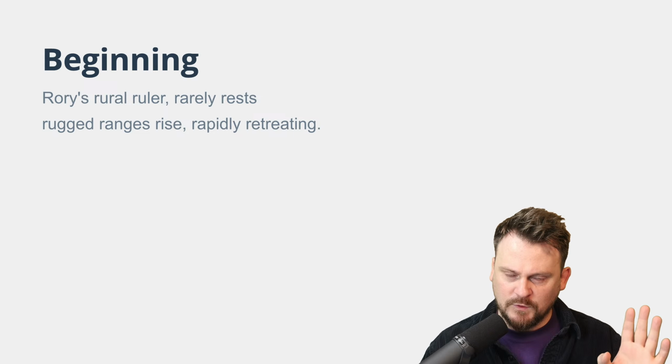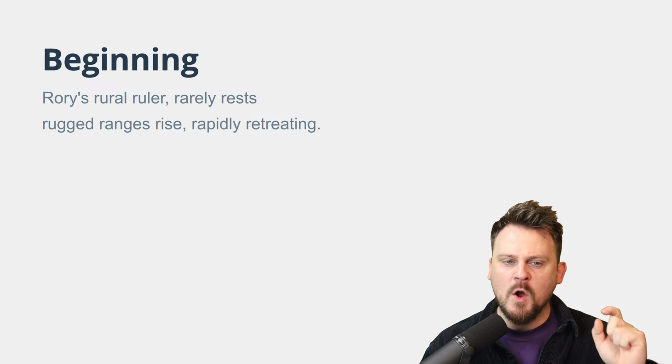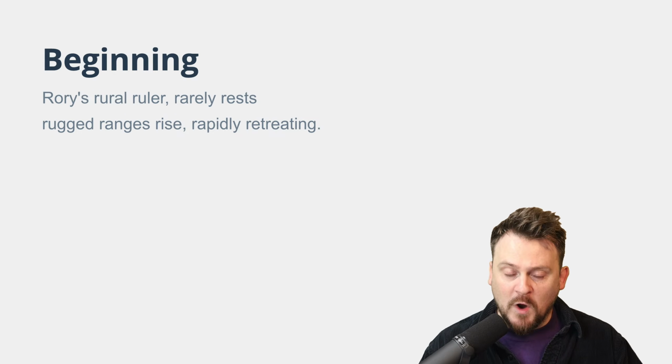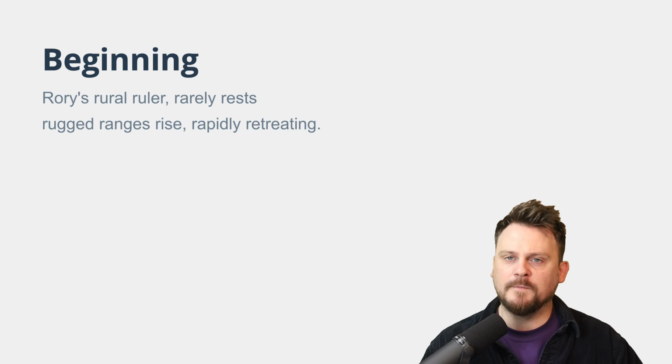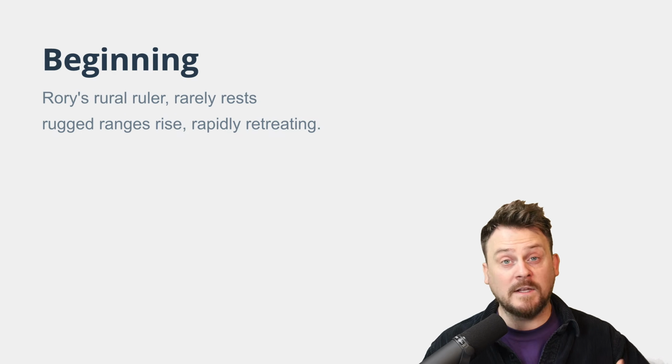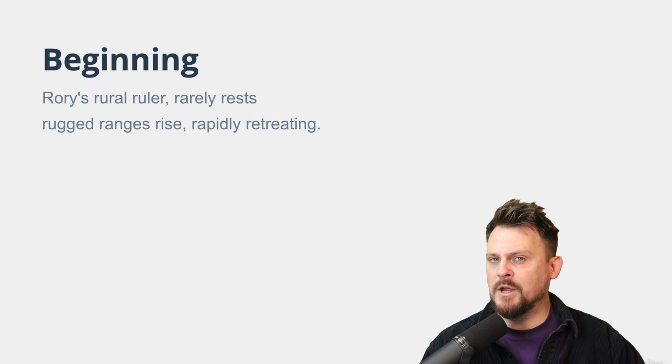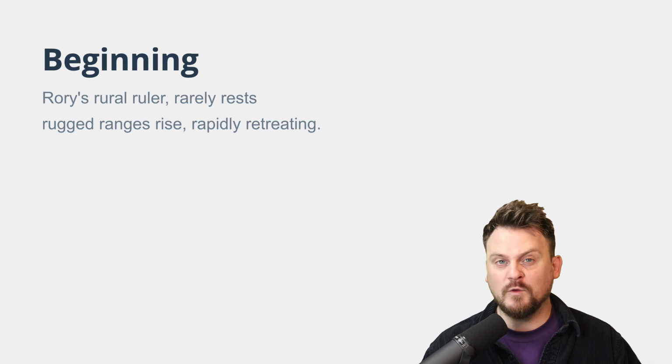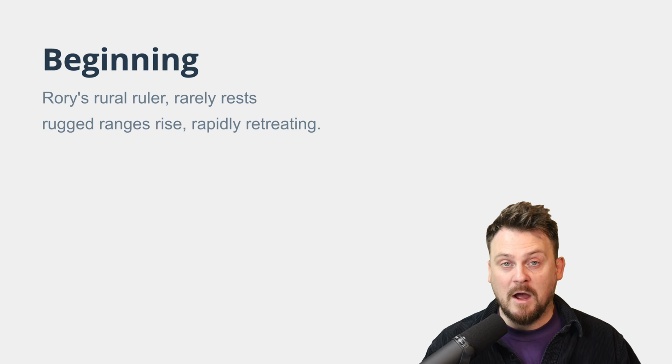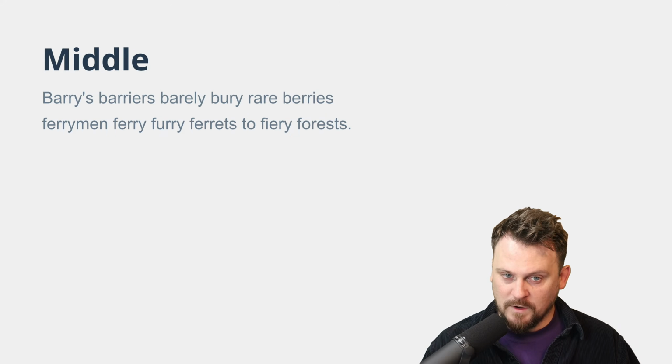Okay? Now let's try the second one, the second line here. Rugged ranges rise, rapidly retreating. Okay, now that's something to practice. So you can just put words together that start with R if that's what you struggle with, and practice those until it feels natural. Now let's try in the middle of the word.